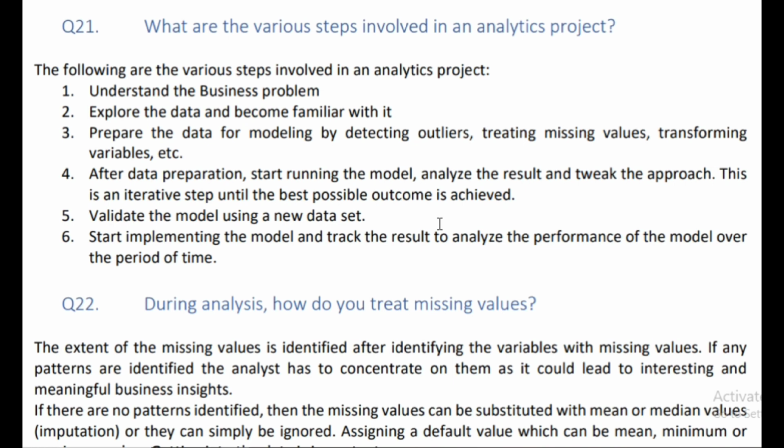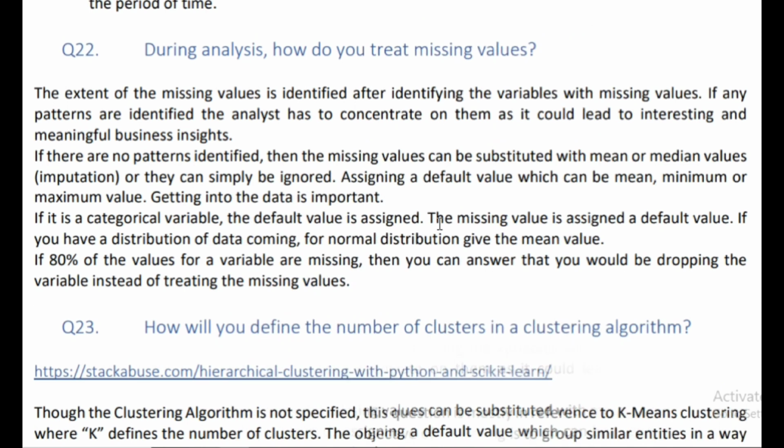Number 4. After data preparation, start running the model, analyze the result, and tweak the approach. This is an iterative step until the best possible outcome is achieved. Number 5. Validate the model using a new dataset. Number 6. Start implementing the model and track the result to analyze the performance of the model over a period of time.